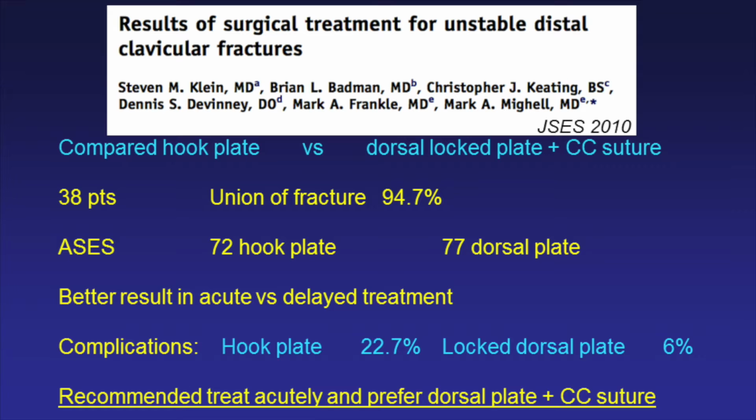They found that if you treated these fractures acutely, they did better. Their complication rate was much higher in the hook plate, 23% versus 6% for the lock plate. The paper recommended treating them acutely, and they preferred a dorsal plate plus a coracoclavicular suture.